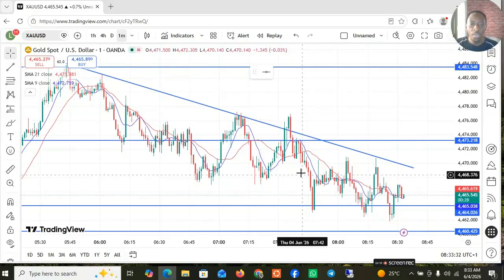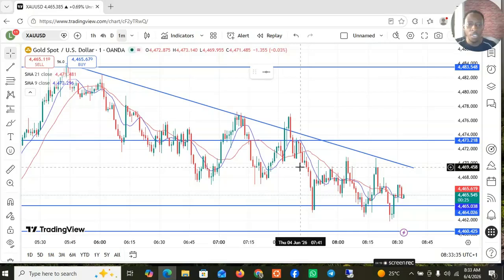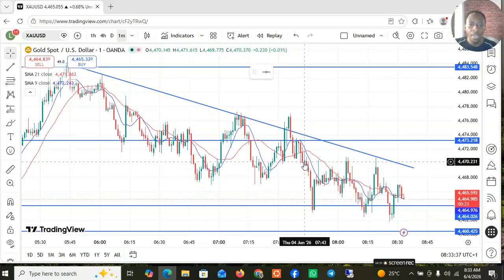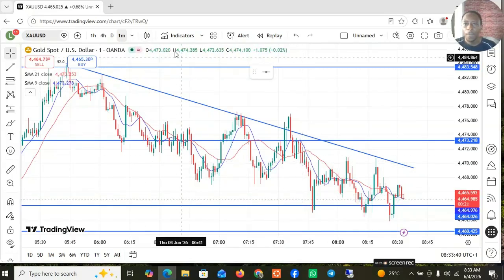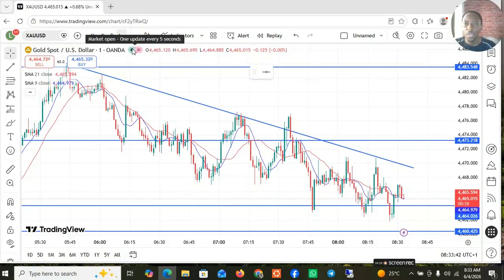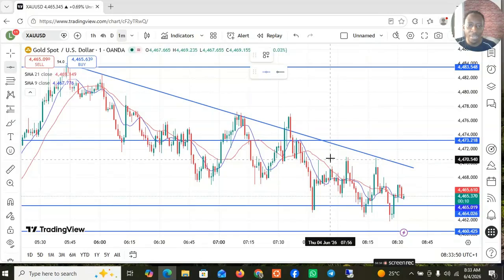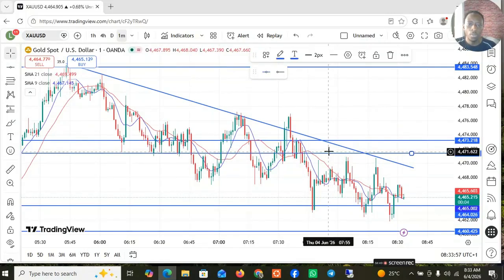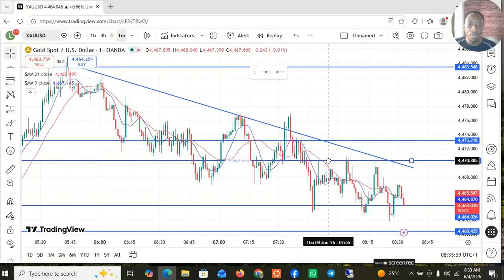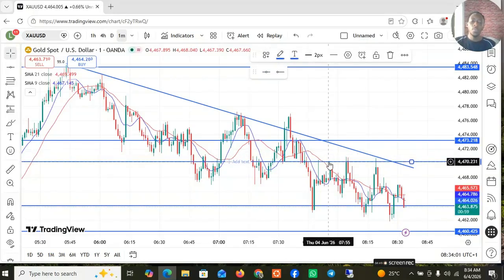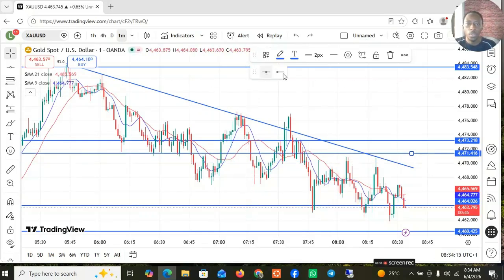As you can see, let me, because time may not permit, this is clearly an entry here. Let me use this tool. So this would clearly have been an entry for me. This or the next candle here would have been a clear sell entry for me.